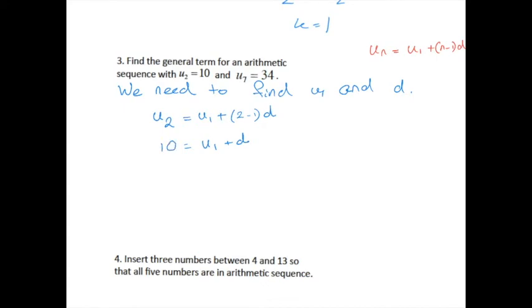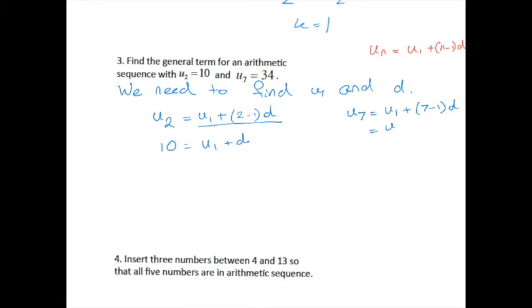Yeah. Everyone okay? Let's use the other fact, U7. What would that be? Is everything okay? Using the same sort of thing here. U1 plus in brackets 7 minus 1 in brackets. Everyone okay with that? Cool. And what does that become?